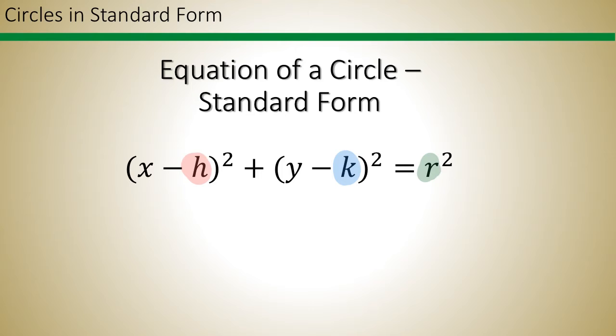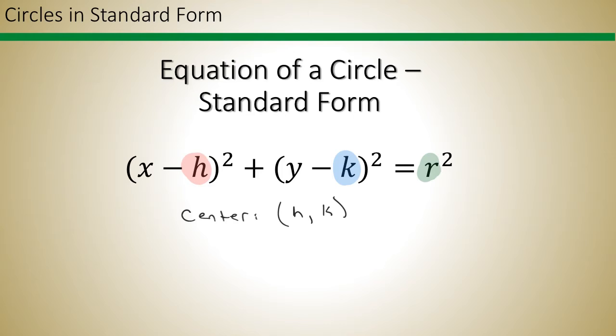So if I was trying to find the center, I'm just going to write down h, comma, k. That will be the center of the circle. So if I was putting this on the graph, the coordinates of the center are going to be wherever h and k are. And notice that h and k are opposite signs of what we see in the equation.